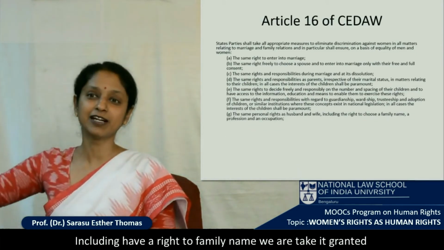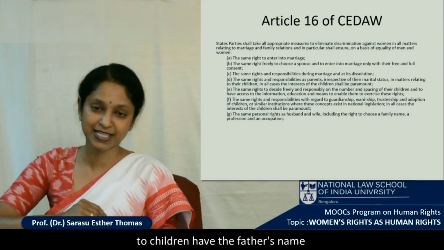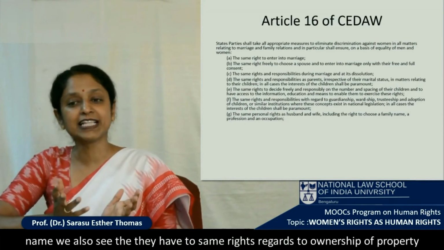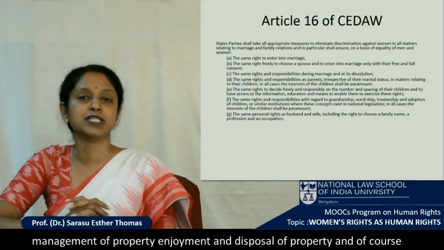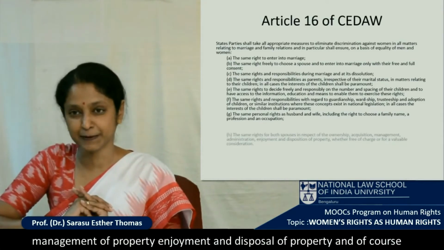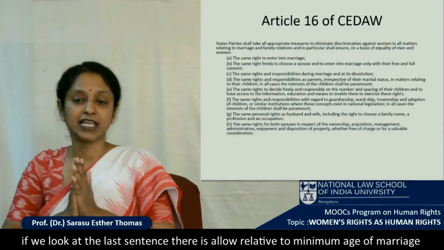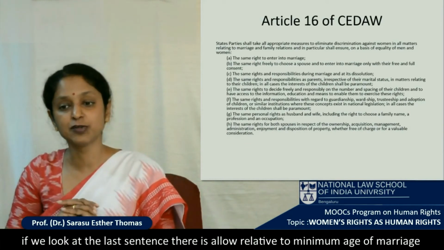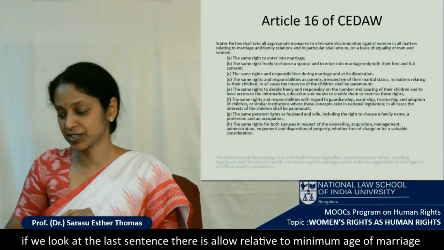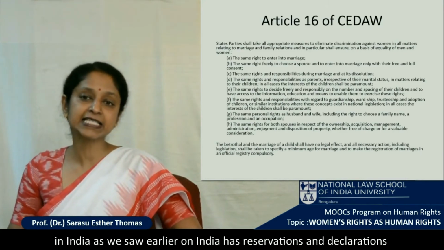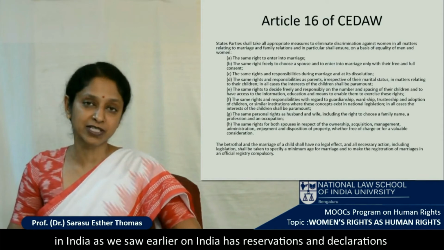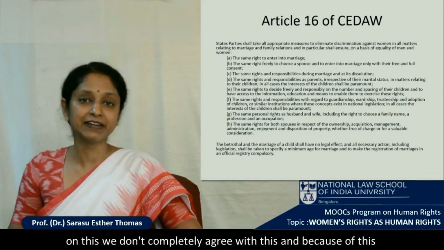And we all take it for granted that children will have their father's names. We also see that they have the same rights with regard to ownership of property, management of property, enjoyment and disposal of property. And of course, if you look at the last sentence, there is a law relating to minimum age of marriage. Now in India, as we saw earlier, India has reservations and declarations on this. We don't completely agree with this.